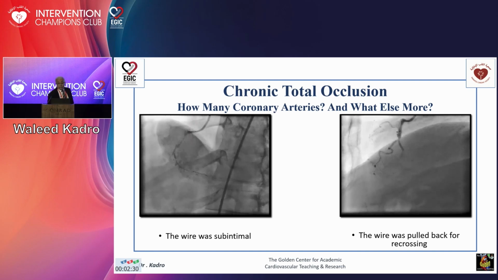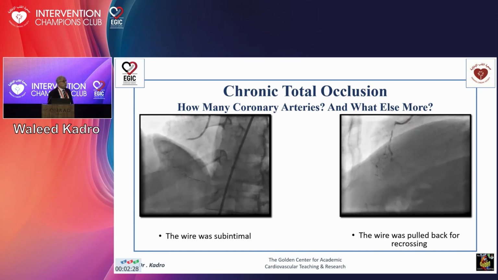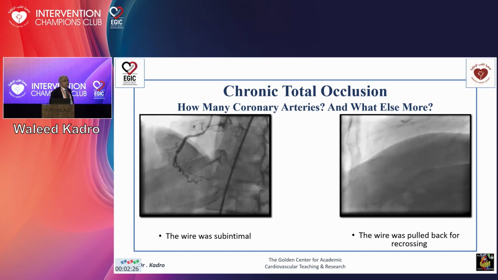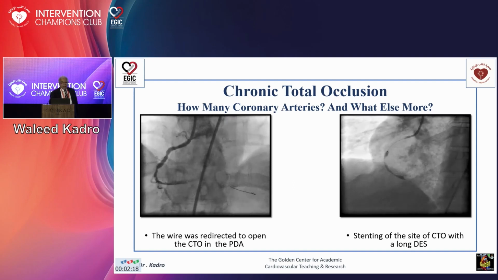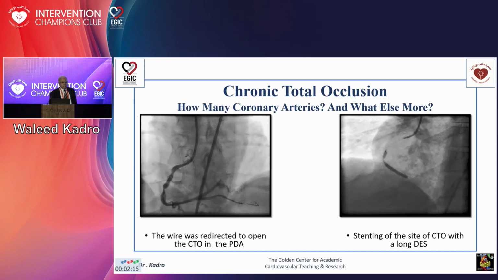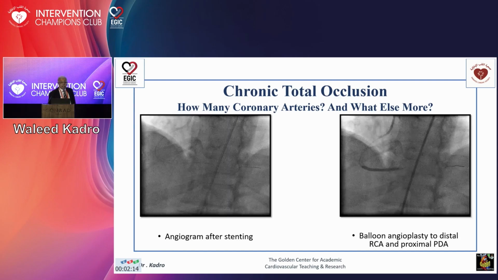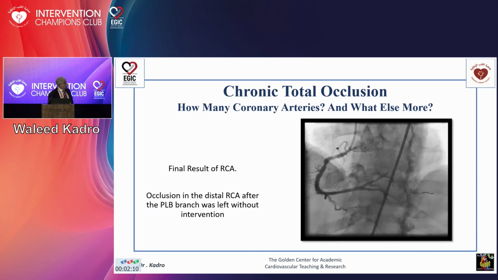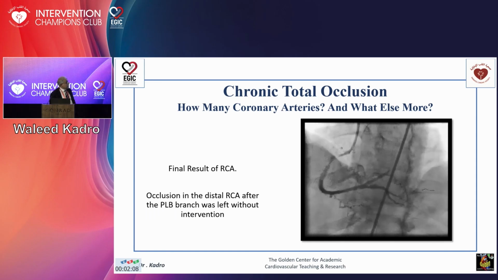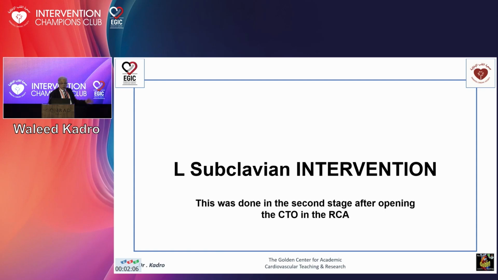We are not going further. So there is no point to keep the wire and get another wire. Just put the wire back and re-enter again. So we re-entered again and entered to the PDA and did the pre-dilation, nice result, and we did the stenting. And this is the final angiogram. We did gain that. So we covered 3 total occlusion.